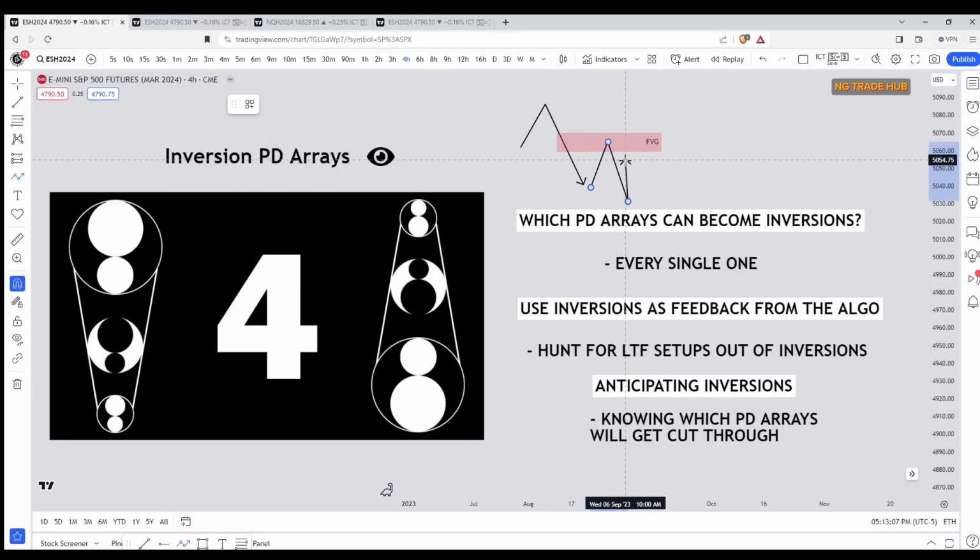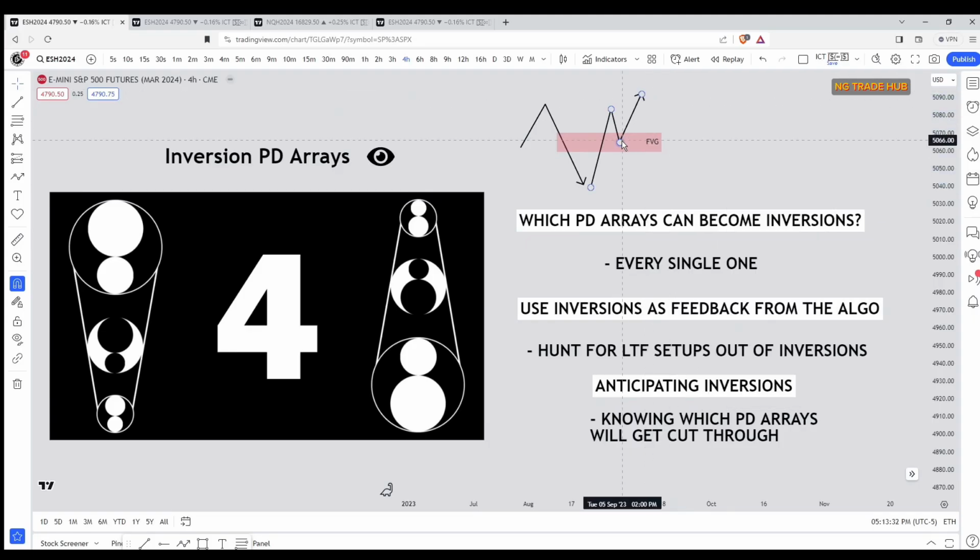An inversion is when the draw on liquidity is higher, price will break above the bearish fair value gap, retest it as support, and expand higher. So inversion PD arrays is when the normal function of a PD array gets inversed. It's that simple. If a bearish fair value gap usually gets retested as resistance and trades lower, it does the opposite of that. It breaks above it, retests it as support, and trades higher.